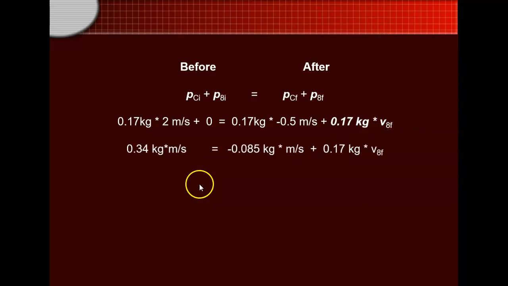The first thing we're going to do is the math that's right in line with each other. So 0.17 times 2 is 0.34 kilograms times meters per second. That's our initial momentum. On the right side, 0.17 times negative 0.5 is negative 0.085 kilograms meters per second, plus we have 0.17 kilograms times v8f, which is ultimately what we're trying to find, the final speed. So we're going to now subtract negative 0.085 from both sides, which means we're going to add that.